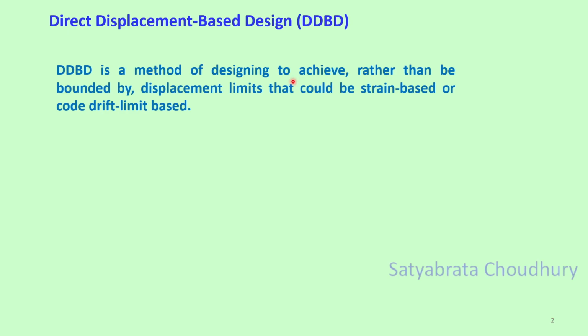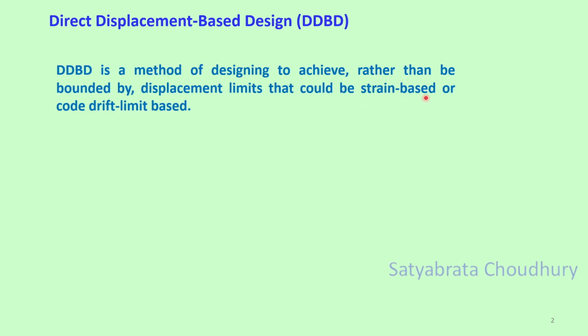So we wish to achieve some displacement rather than be bounded by that as given in the code. Code actually gives some limits of, say, drift or strain, something like that. So those are the bounds. But how to achieve this is not given in the code. So in this method we shall be trying to achieve those limits.